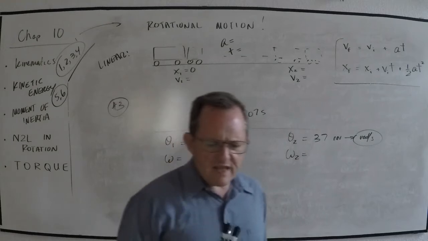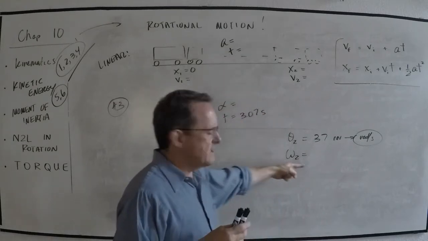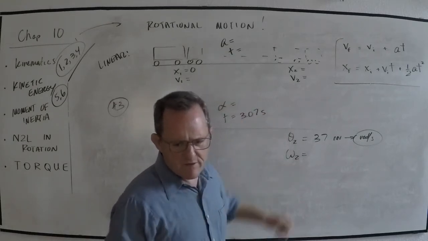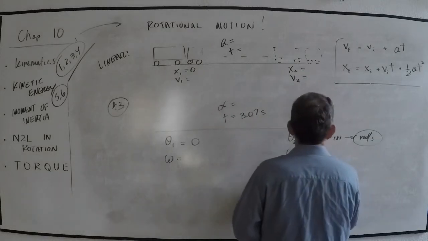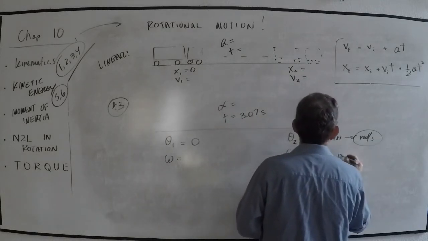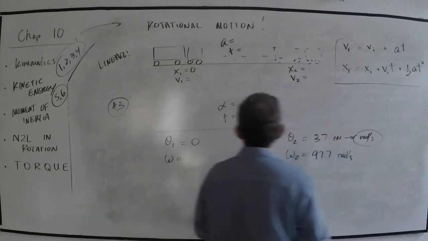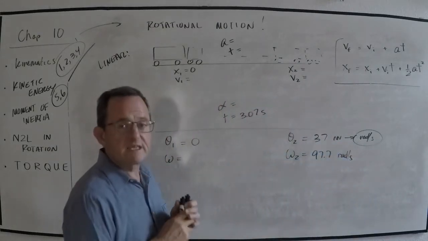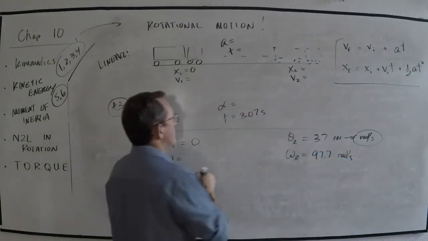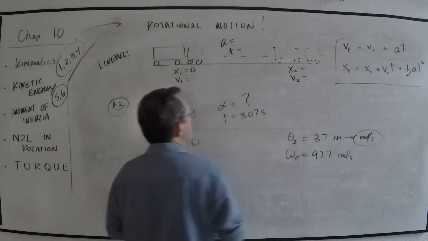Its speed at the end of the time, its speed at the end of the interval, is 97.7 radians per second. So we have 97.7 radians per second. What is the acceleration? So they're asking you to find the acceleration.